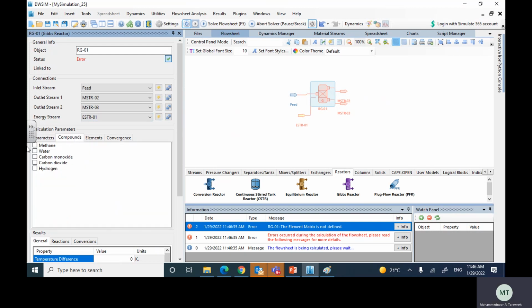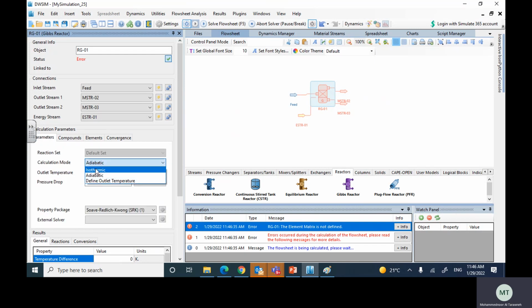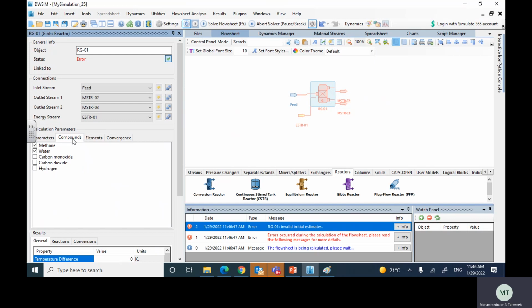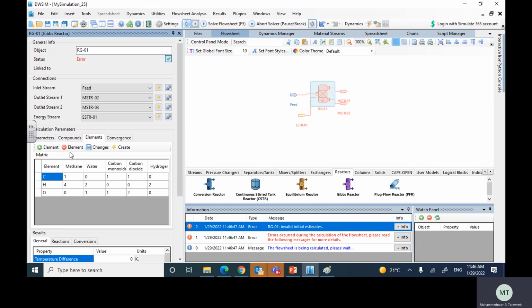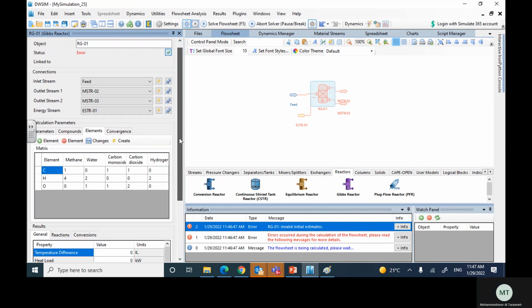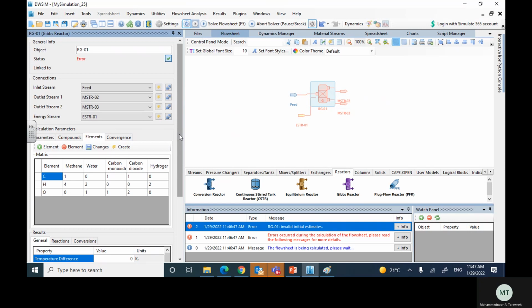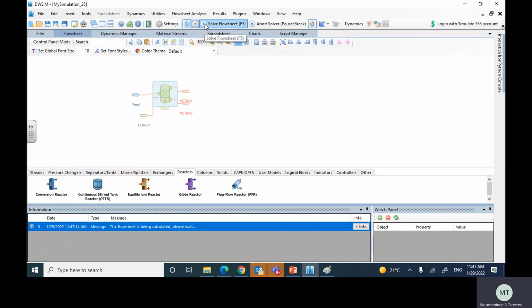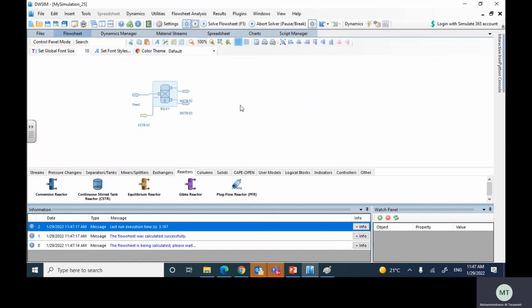So for the compounds, we need to choose all of them. Click on the calculation parameters. Our case is isothermal, so choose isothermal process. For the compounds, choose all of them. Then for the elements, click create. Close this window. Now click solve. It should take a few seconds to complete.